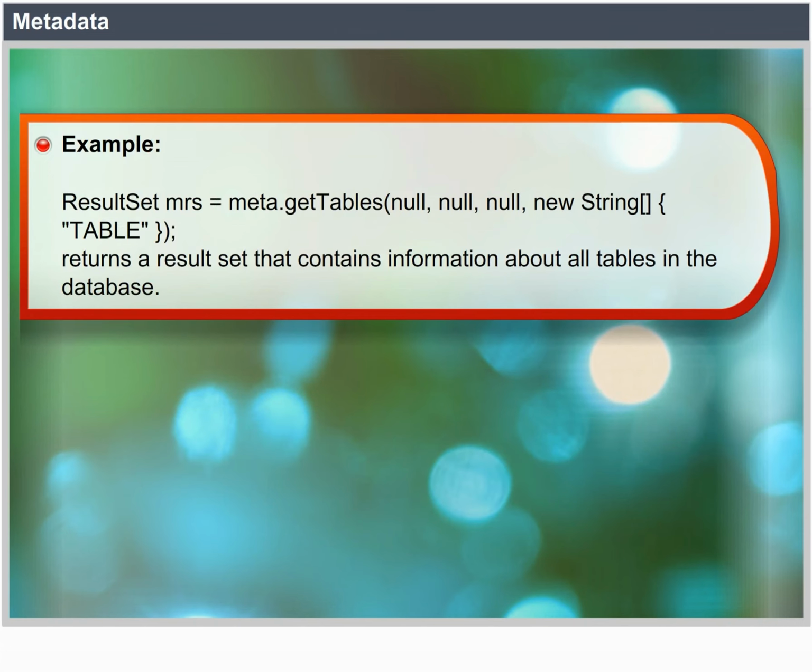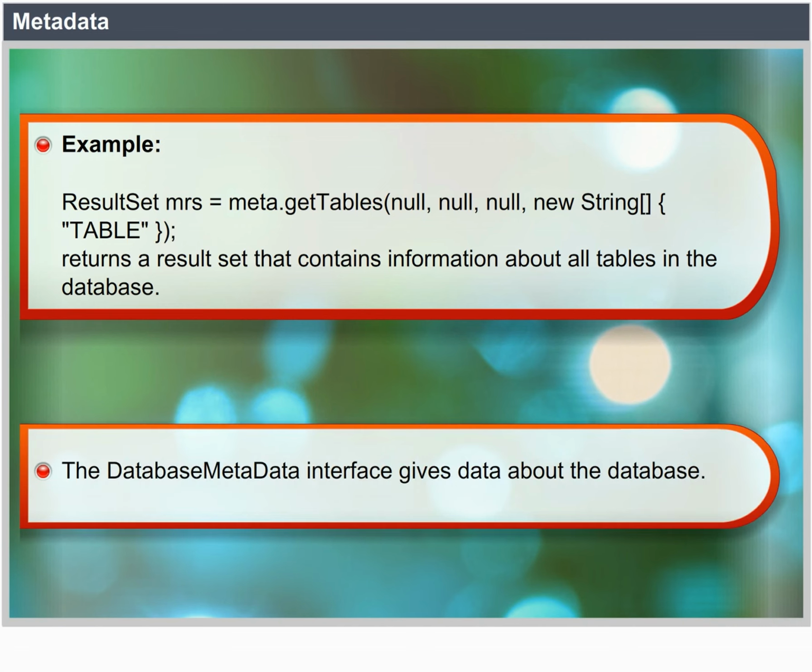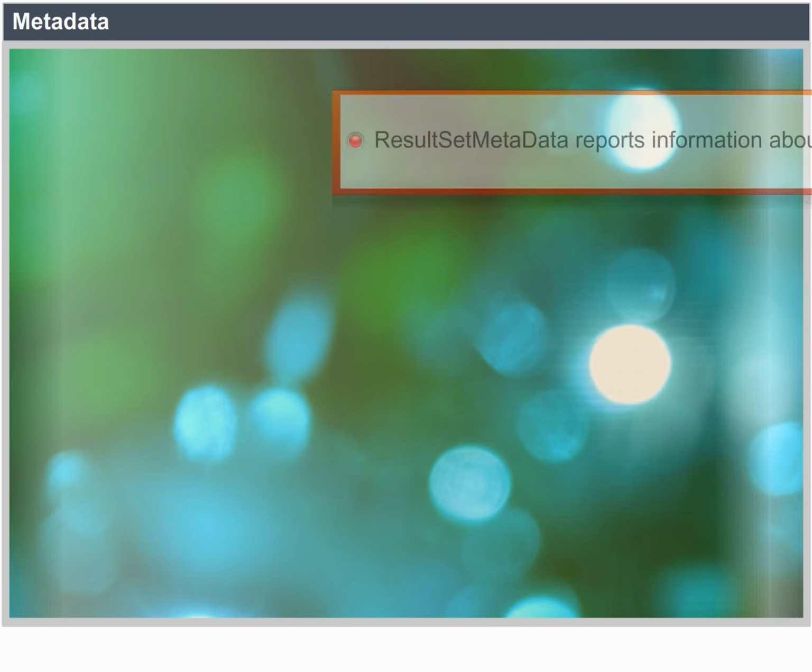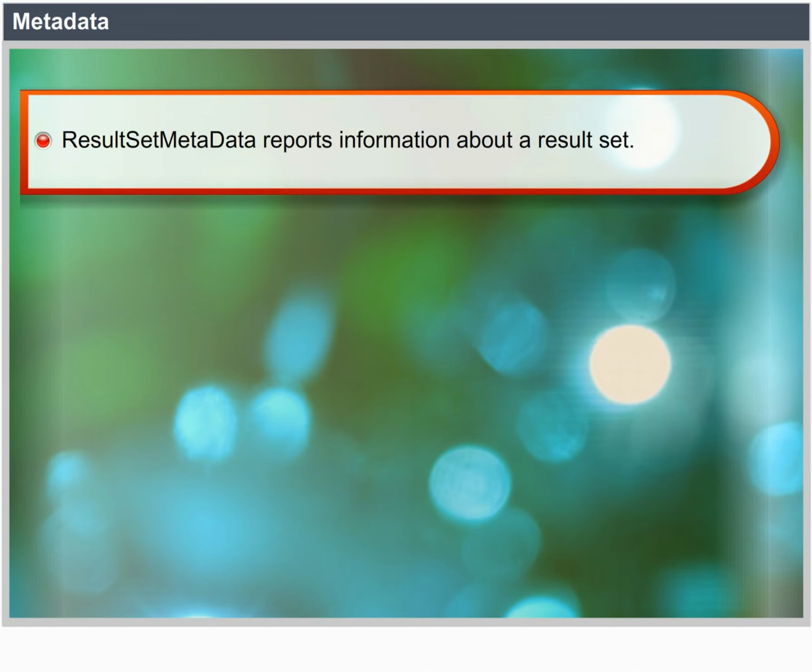For example, ResultSet mrs = meta.getTables(null, null, null, new String[] {"TABLE"}); It returns a result set that contains information about all tables in the database. The DatabaseMetaData interface gives data about the database. ResultSetMetaData reports information about a result set.